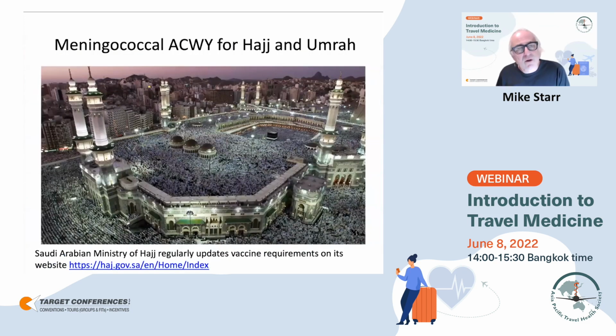And the next is meningococcal vaccination for travel to Saudi Arabia for the Hajj and Umrah. And the Kingdom of Saudi Arabia requires proof of vaccination as part of the Hajj and Umrah visa application process. If you care to go to this website, the Saudi Arabian Ministry of Hajj regularly updates the vaccine requirements on its website, and it's in a number of different languages. So if you go to that website, you will be able to appreciate which vaccines need to be given and at what times of the year.